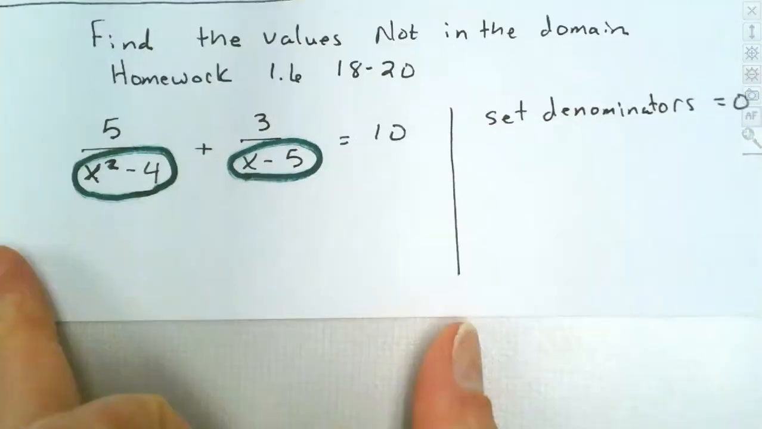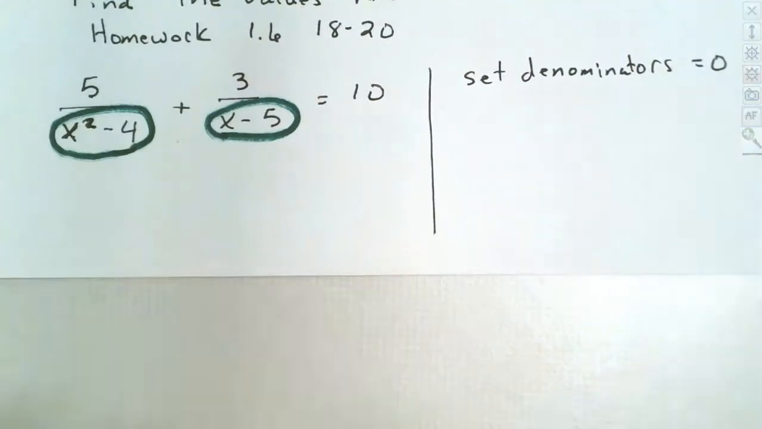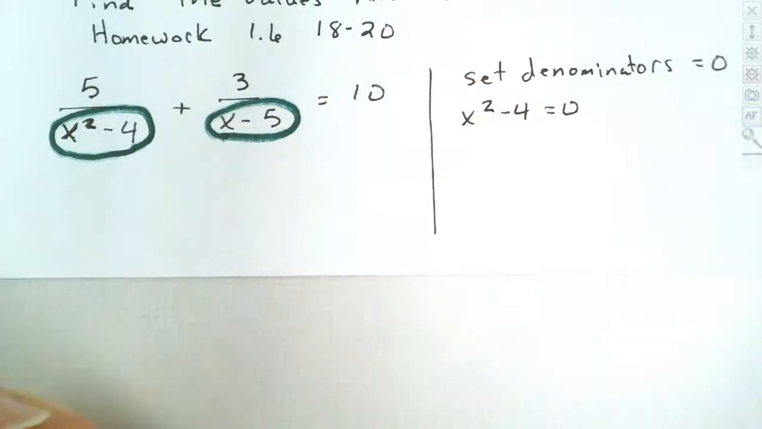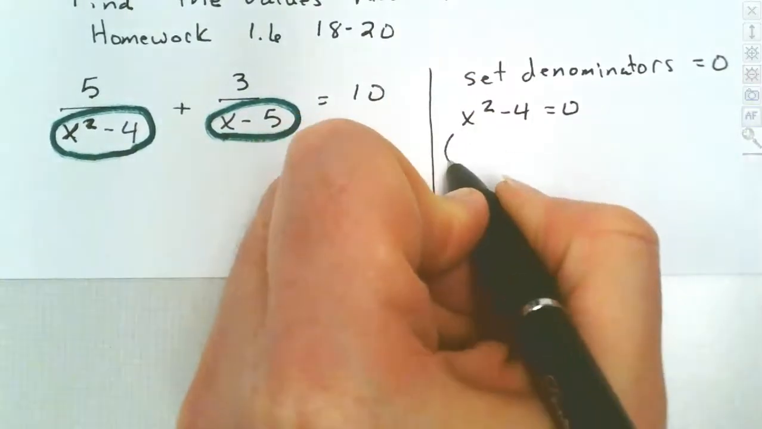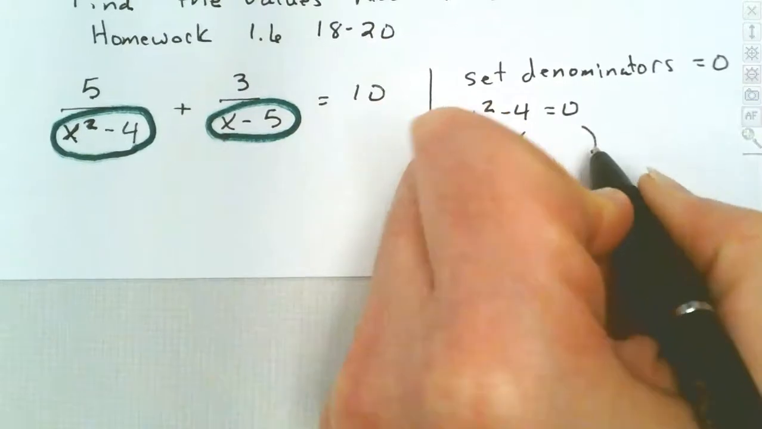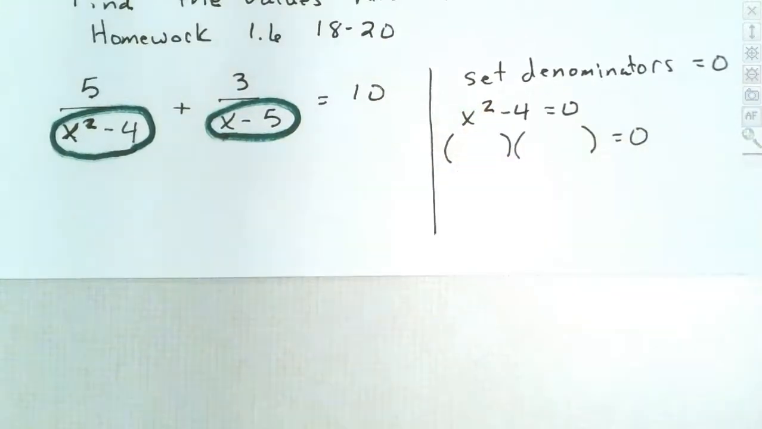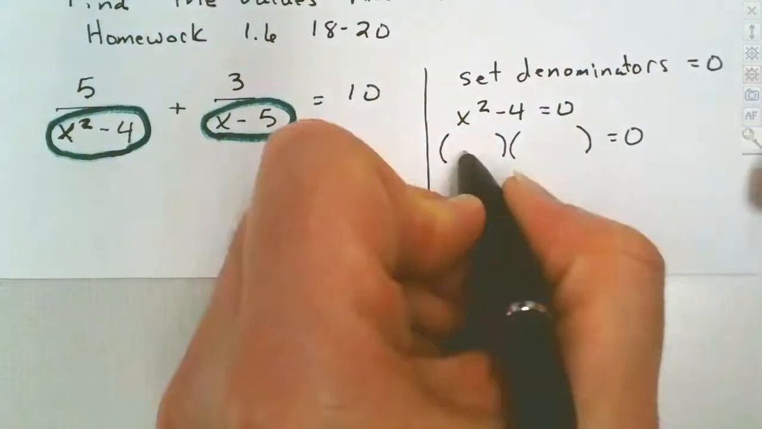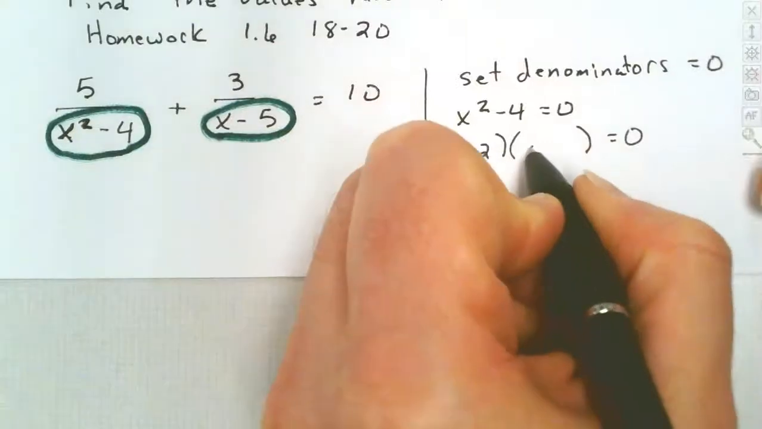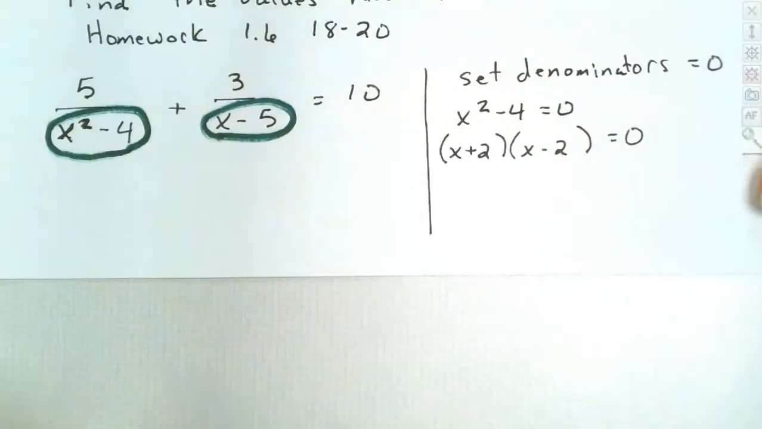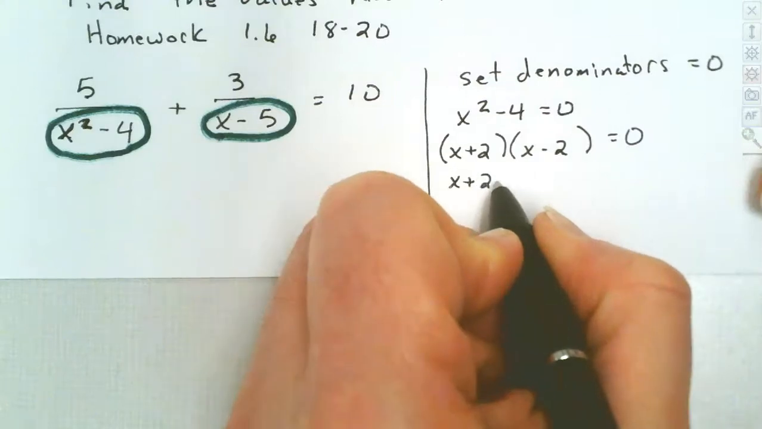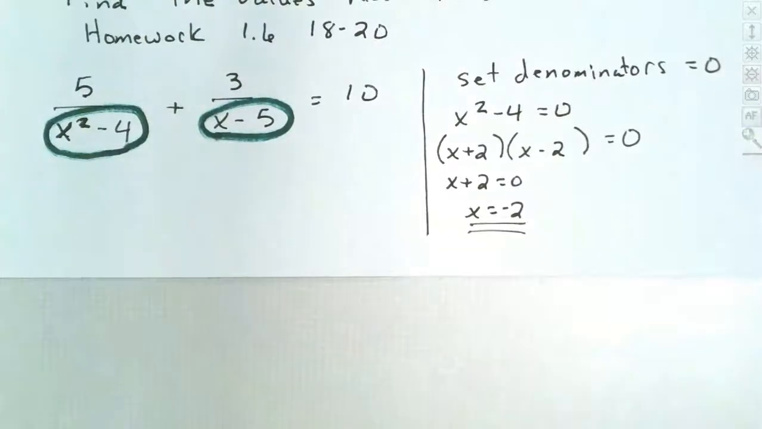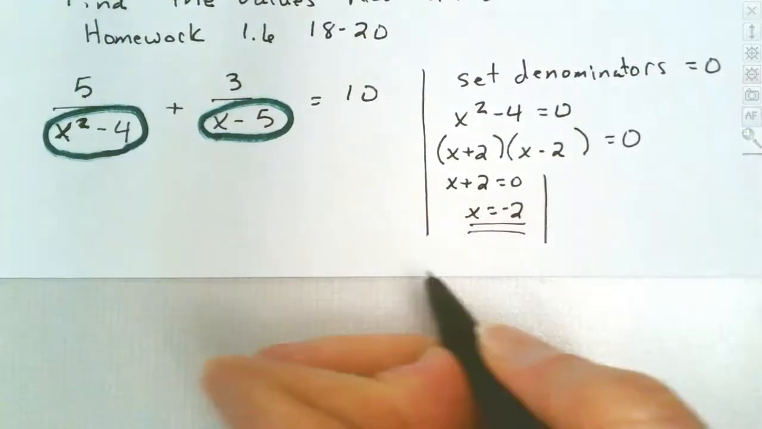So what do we have for our denominators? Well, our first one we've got x squared minus 4 equals 0. That's going to factor because that is a difference of squares. Why is it a difference of squares? Because 4 is a perfect square of what? 4 is a perfect square of 2. So that's going to factor down into x plus 2, x minus 2. And then we have x plus 2 equals 0. So x equals negative 2. That can't work. What about the other one?